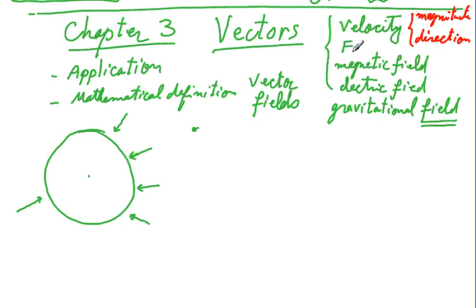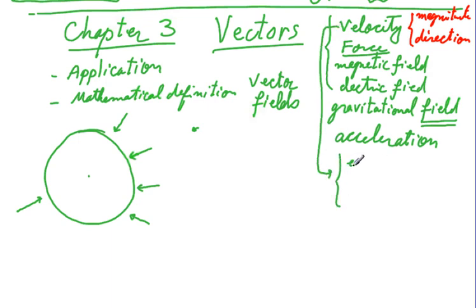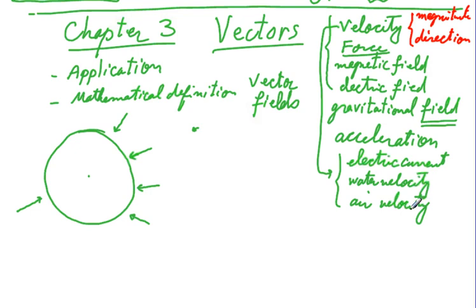So really, the word that I was looking for: velocity is a vector, so is force, and force is also connected to acceleration. And examples of velocity, of course, we have electric current, water velocity or air velocity, or velocity of any object.